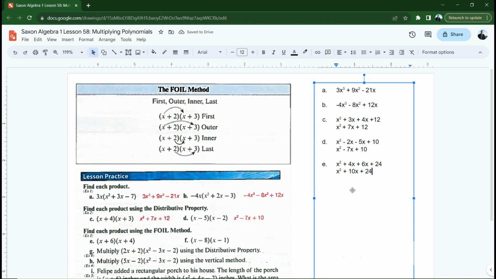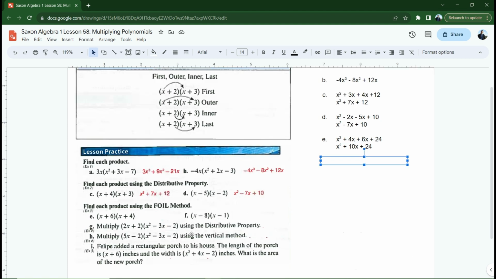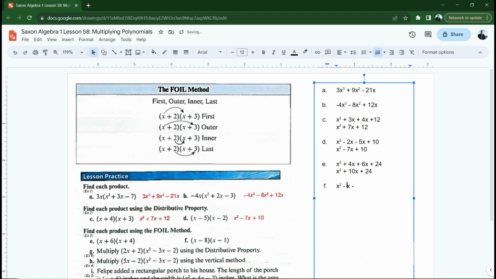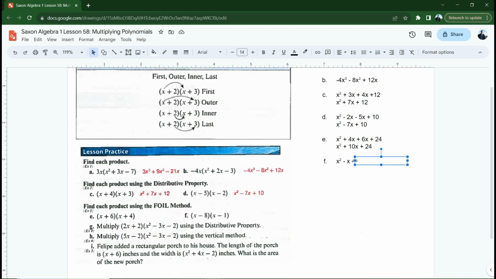All right, letter F. For letter F, we do x minus 8 times x minus 1. This one also, I did the wrong one when I was setting this up, so let's fix it. I'm going to start with x times x, which is x squared. Okay, now things are going to get a little bit different. Outer, x times negative 1 is going to be minus x. Negative 8 times x is going to be minus 8x. So I need to make sure my next term is minus 8x. Hey, I had that one. And then negative 8 times negative 1 is going to be plus 8. Okay, so x squared minus x minus 8x plus 8.